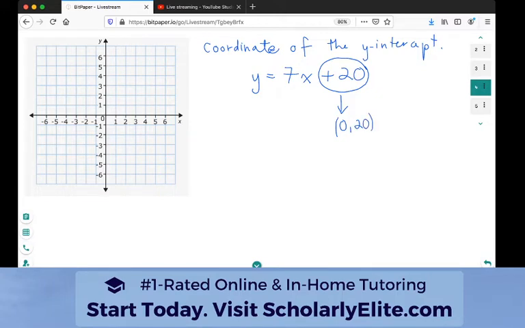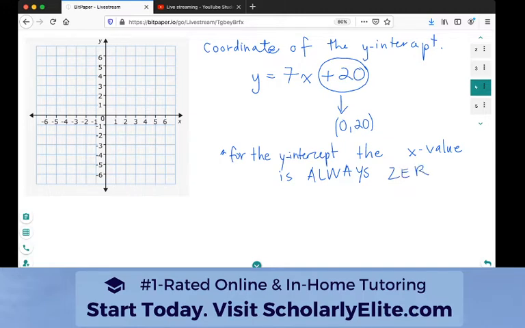Why is this the case? Something to remember is that for the y-intercept, the x value is always 0. That's really important to remember because it actually gives us a point to use sometimes when we're given questions that require us to solve for the equation without knowing a lot of information. So this is very, very important.